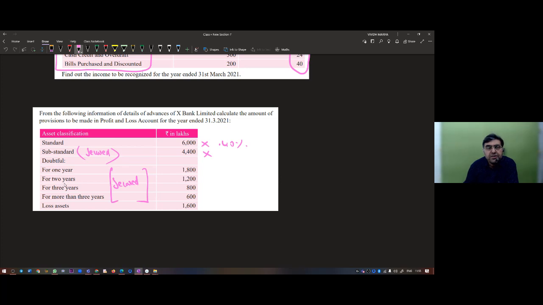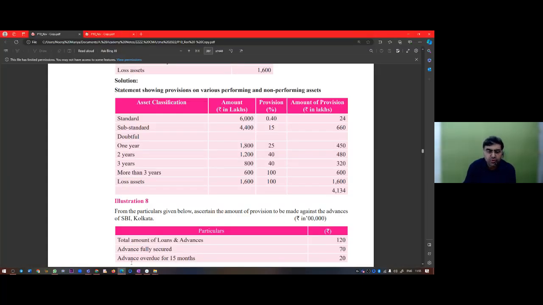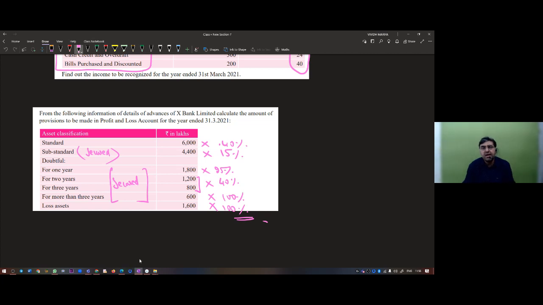Standard performing, 0.4%. Substandard, the provision is 15%. Doubtful up to 1 year, the provision is 25%. Doubtful more than 1 year, up to 3 years, the provision is 40%. Doubtful for more than 3 years, the provision is 100%. And for loss assets, the provision for doubtful debts is 100%. So the same is the answer that ICMAI says.